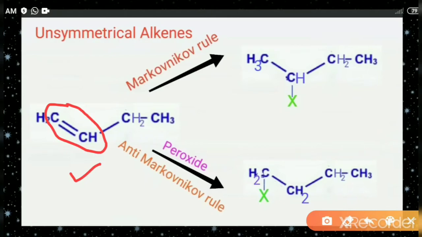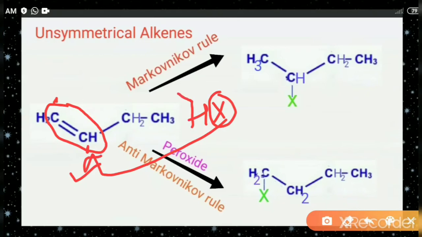So when you check, there are two hydrogen atoms on this carbon atom and there is one hydrogen atom on this carbon atom. So when HX is added, it is observed that the negative part should be added on the carbon atom which has less number of hydrogen atoms and the H gets added to the other carbon atom. So when you add these in this way, we'll be getting this product.